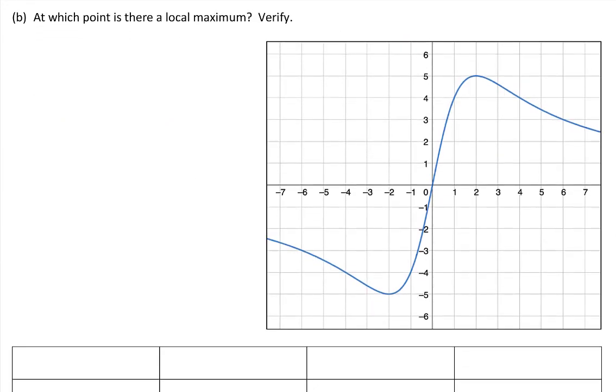So using the same graph, at which point is there a local maximum? And then verify. So from our graph, we can pick out that at the point 2, 5, we have a local maximum. And notice, at that point, if we were to determine the slope of the tangent, we should get a slope equal to 0. So that's how we're going to prove or verify that this is a local max. Let's determine that the slope at x equals 2 is equal to 0.